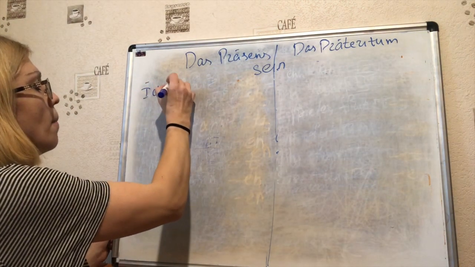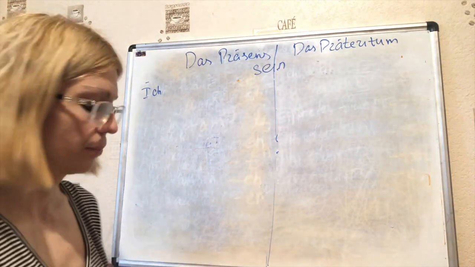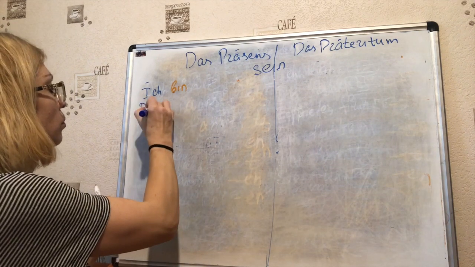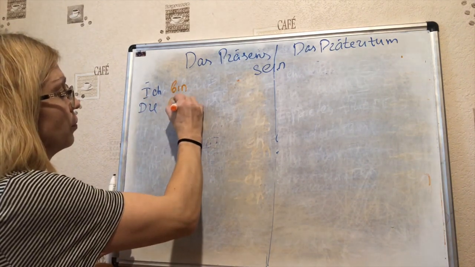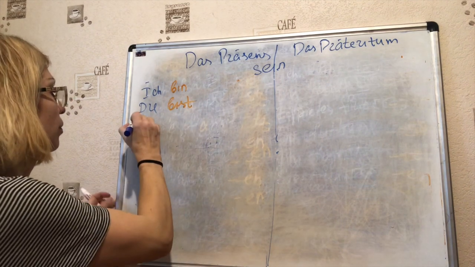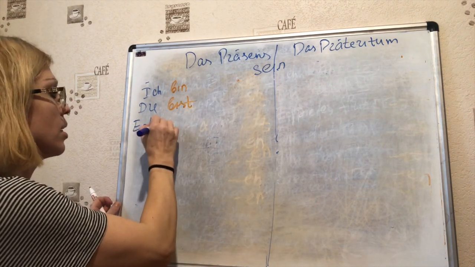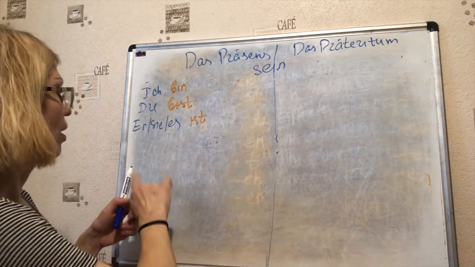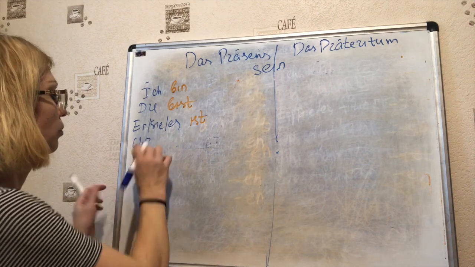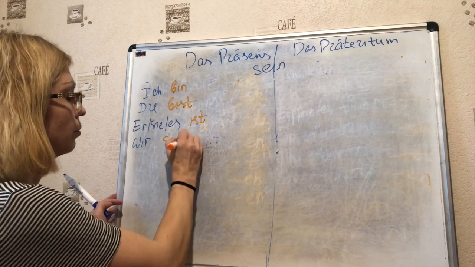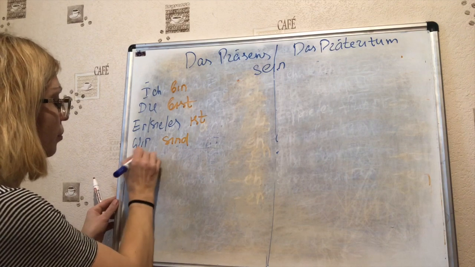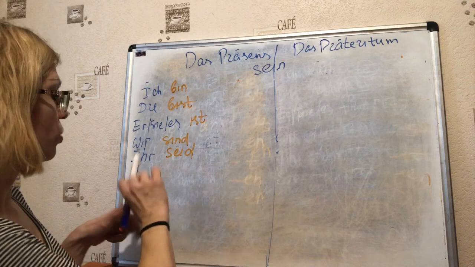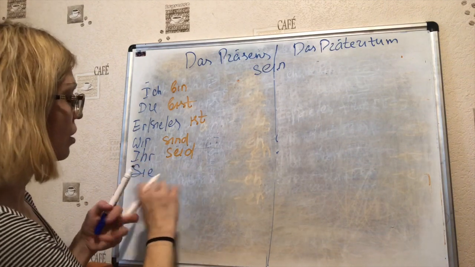Ich bin. Du bist. Er, sie, es ist. Wir sind. Ihr seid. Und sie sind.